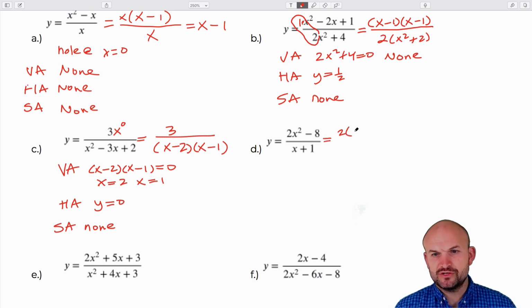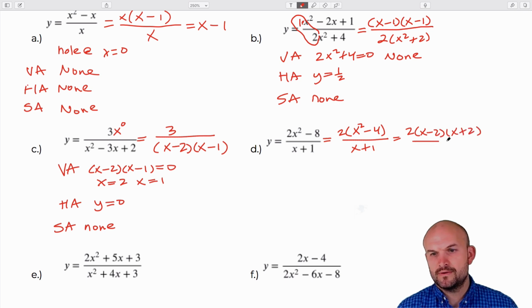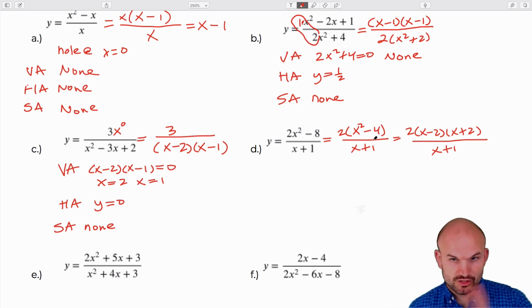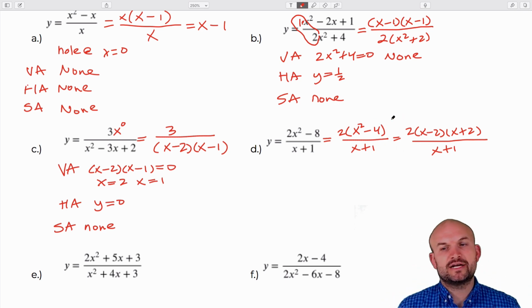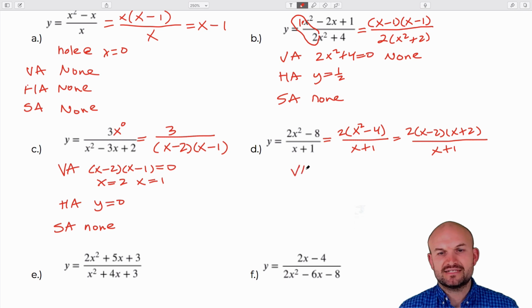All right, so next function here, we can factor out the numerator. If I factor out a 2, I get 2 times x squared minus 4 all over x plus 1. That can be factored a little bit further down to x minus 2 times x plus 2 all over x plus 1. But again, notice nothing gets divided out, right? So there's no holes going on in this case. So my vertical asymptote is going to be the values that make the denominator 0. So I'll just say x plus 1 equals 0, and I can say x equals negative 1.